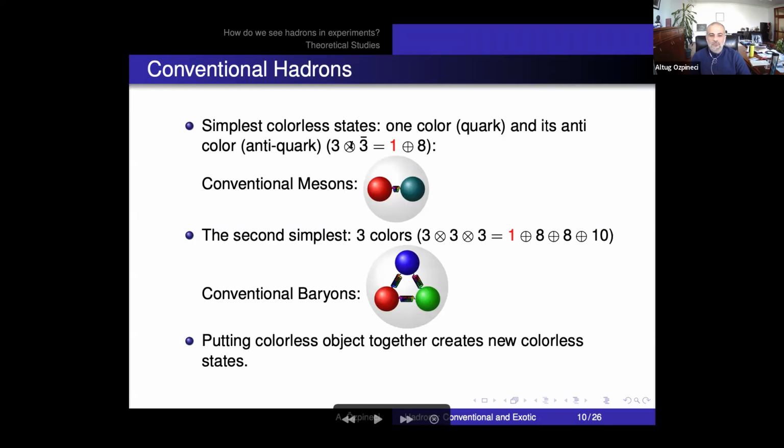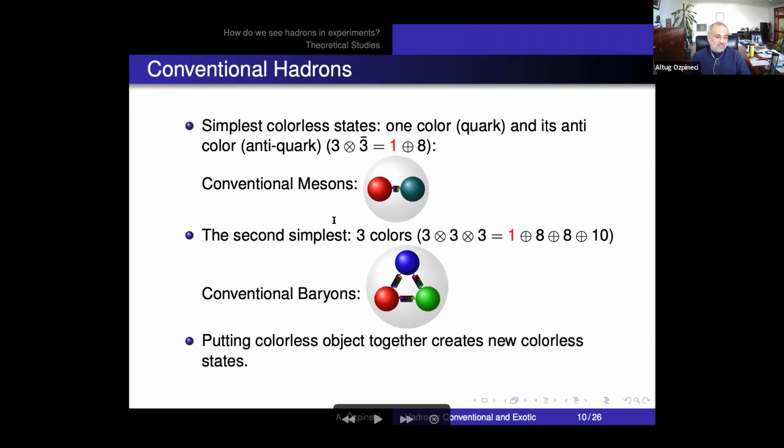So in the hydrogen atom, you have an object with +1 charge and another object with the anti, let's say the -1 charge. You bring them together and it becomes a neutral object. So these very simplest states are very similar to the hydrogen atom in that sense. Of course, this 8 doesn't exist in electrodynamics.